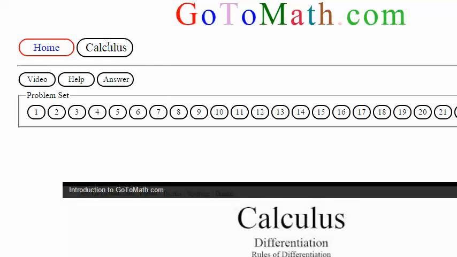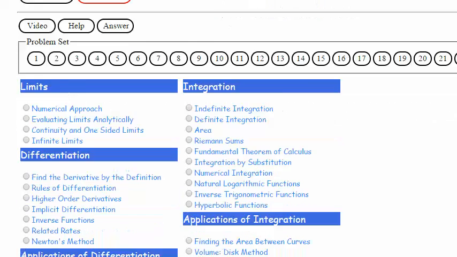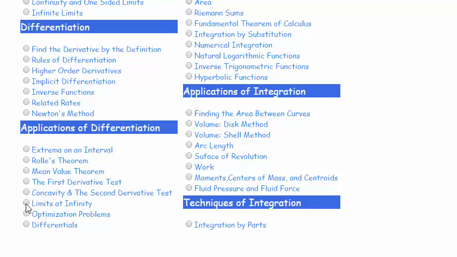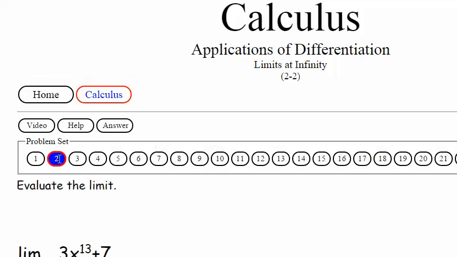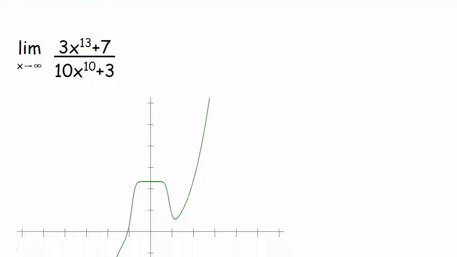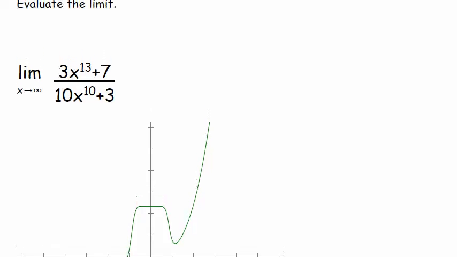Okay, we're here at go2math.com working some calculus. Let's go on down to limits at infinity. I believe 2-2. It comes right up. And that's a funky graph.